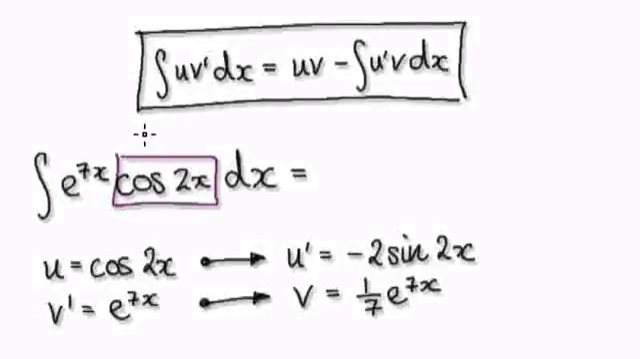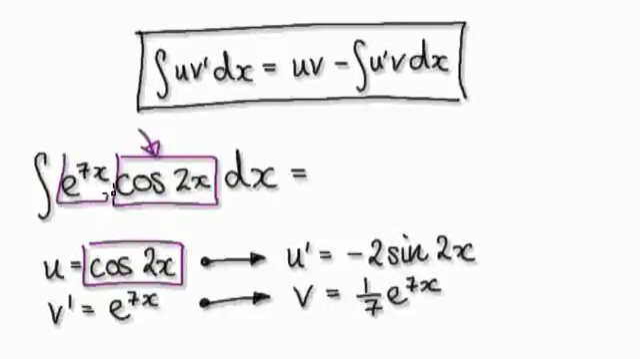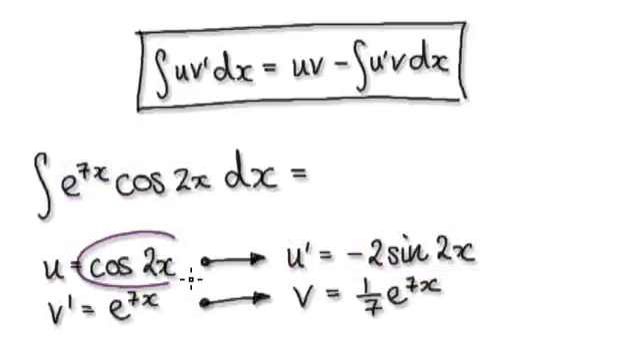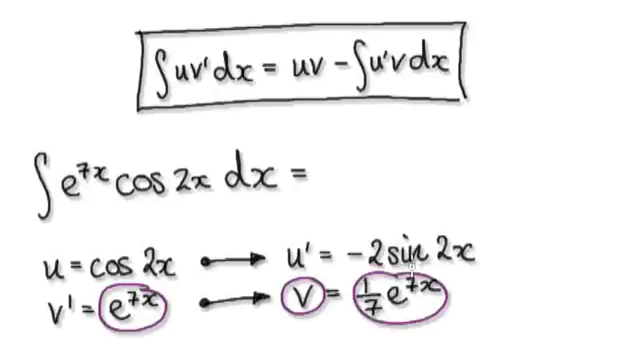Now we are going to make u to be this. So let u equal this, and then our v prime will be this. So this is our v prime, and this is our u. If u equals cos 2x, then u prime will equal this, so basically it's u differentiated. If v prime equals this, then the normal v would be this thing here.